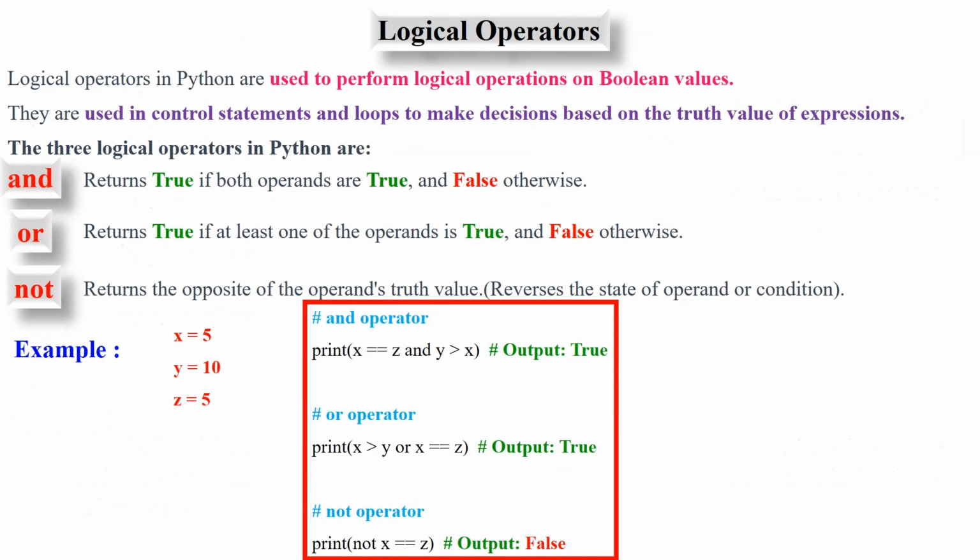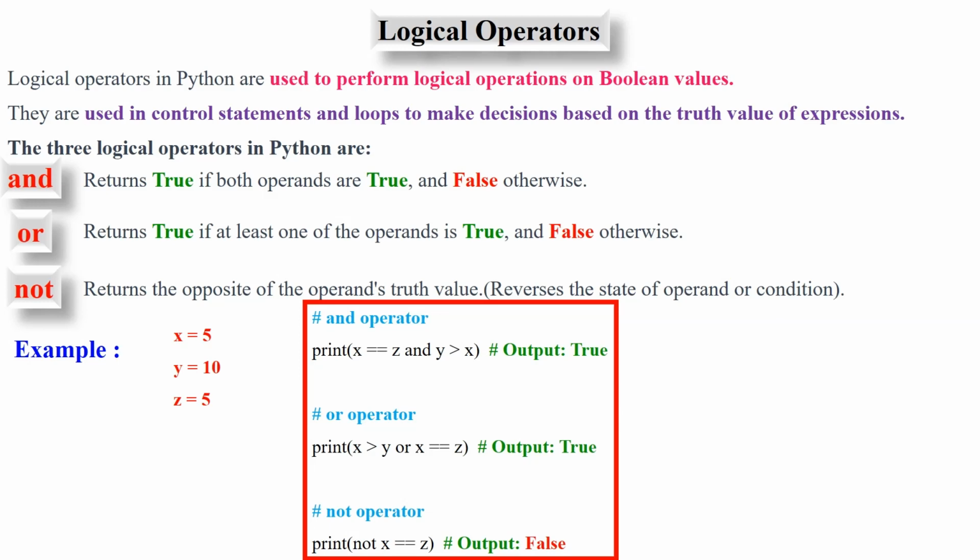Logical operators in Python are used to perform logical operations on Boolean values. They are used in control statements and loops to make decisions based on the truth value of expressions. The three logical operators in Python are AND, which returns true if both operands are true, and false otherwise. OR, which returns true if at least one of the operands is true, and false otherwise. NOT, which returns the opposite of the operand's truth value, reversing the state of the operand or condition.